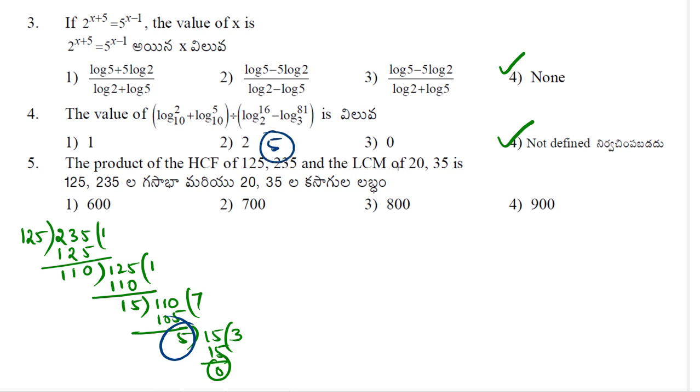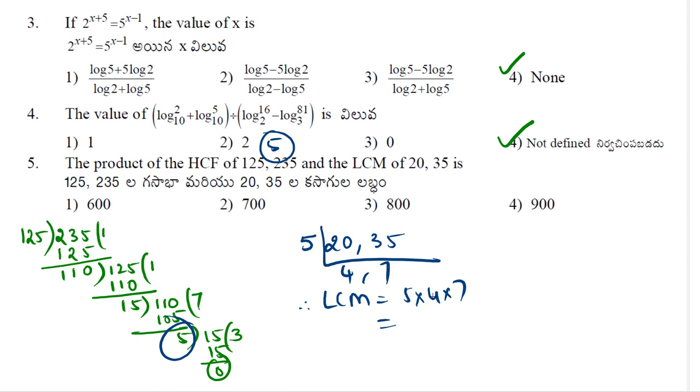Now let us find out the LCM of 20 and 35. 20, 35, let us find out the LCM. So both these values will divide by 5, 5 times 4 and this is 5 times 7. So therefore LCM equal to 5 times 4 times 7. 5 times 4 is 20, 20 times 7 is 140. Now we need to find out the product. So product of HCF of 125, 235 and the LCM of these two. So the product will be 5 times 140, which is equal to 14 times 5 is 70. So 700. So the correct answer is second one.